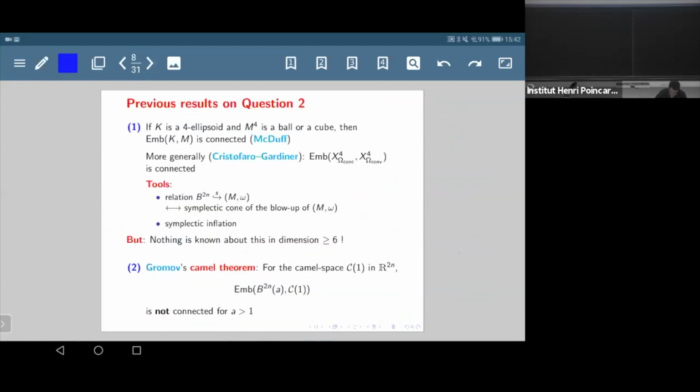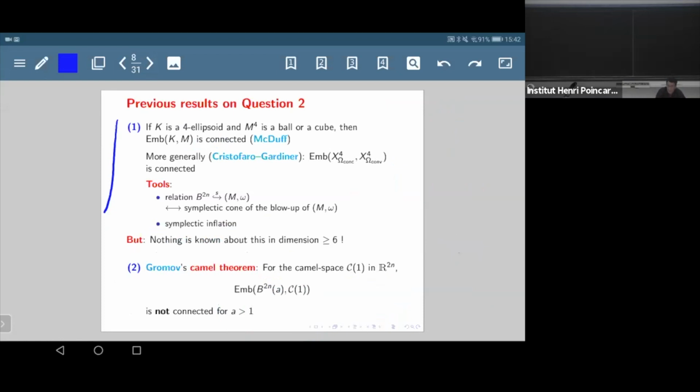Okay. So now I briefly say what was known about this question, because there is a very clear picture if the domain and the target have a certain type of form. The first result in this direction is certainly the one of Gromov-McDuff that says that the space of symplectic embeddings of a closed four-ball into a somewhat larger open four-ball is connected. And it's known in dimension 4.